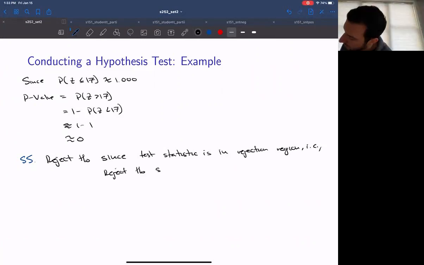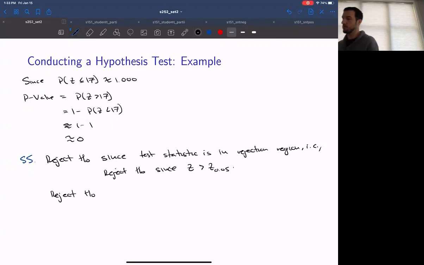H0 since Z is greater than Z 0.05. Or we can write reject H0 since the p-value is less than alpha.